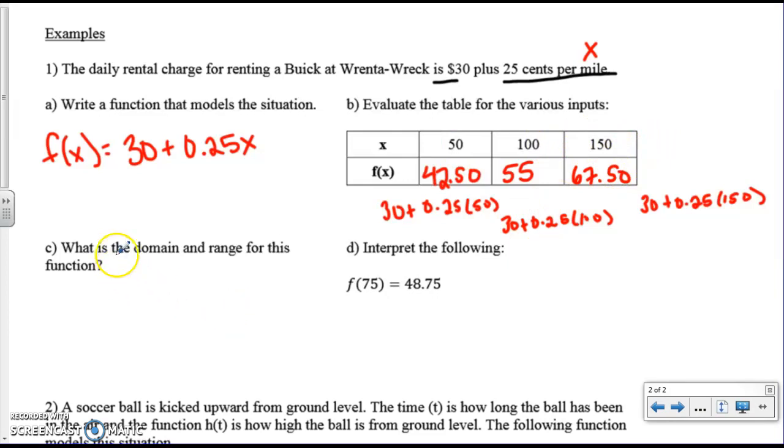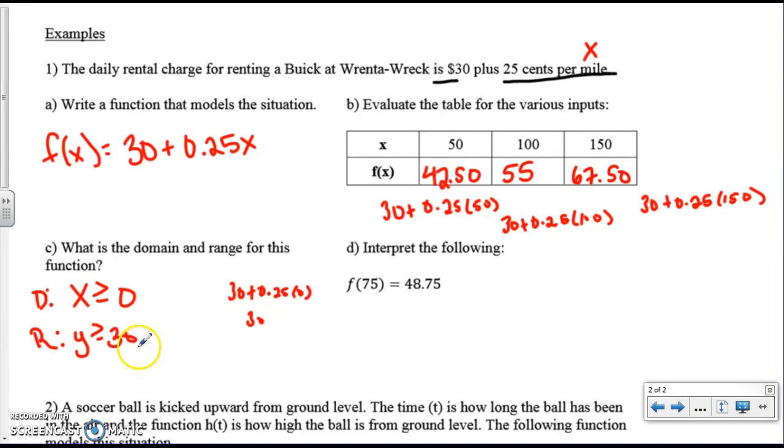For our domain and range, it's per mile, so I can't drive a negative number of miles. So again, my domain is going to be x is greater than or equal to 0. And then to figure out what my y would be, I'm going to go ahead and plug 0 in. So I'm going to do 30 plus 0.25 times 0. So when I multiply that out, I end up getting 30. So no matter how many miles I drive, the cheapest the car would be 30, because I have to pay $30 just to rent the car, and then it adds per mile after that.